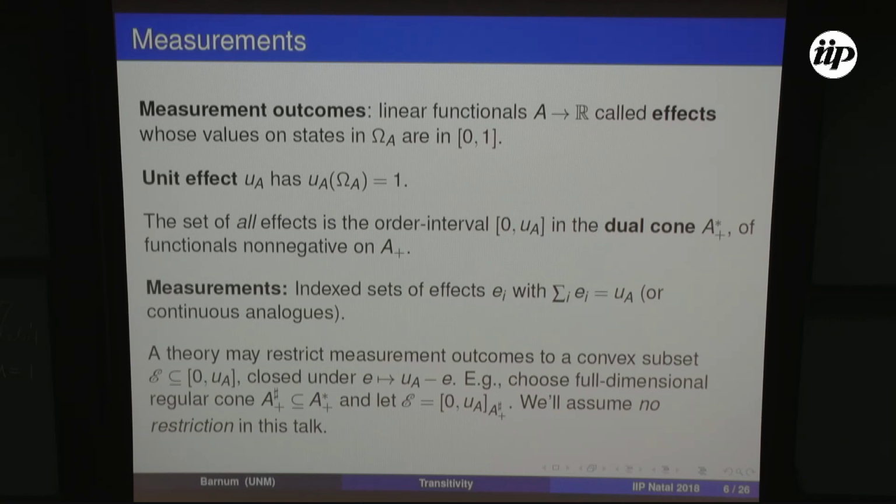Okay, you can, if you want, restrict measurement outcomes to a convex subset. If you have an effect, you should have the unit minus the effect, so you can make it at least part of one complete measurement. And maybe, as Jamie mentioned the other day, you could choose a subcone of the dual cone and just look at the unit interval in that dual subcone, and let that be your effects, but we'll usually assume no restriction in this talk.